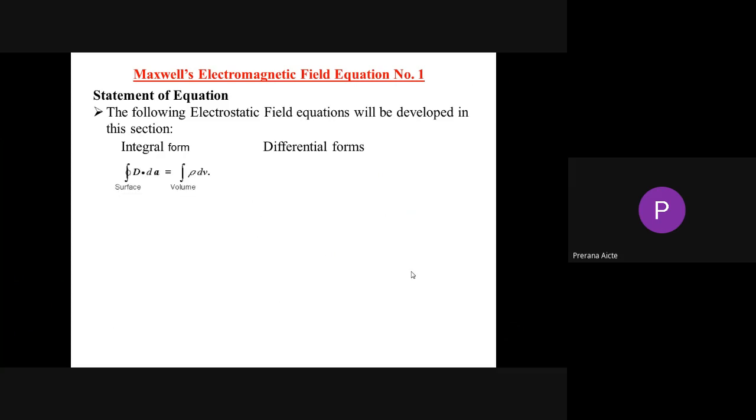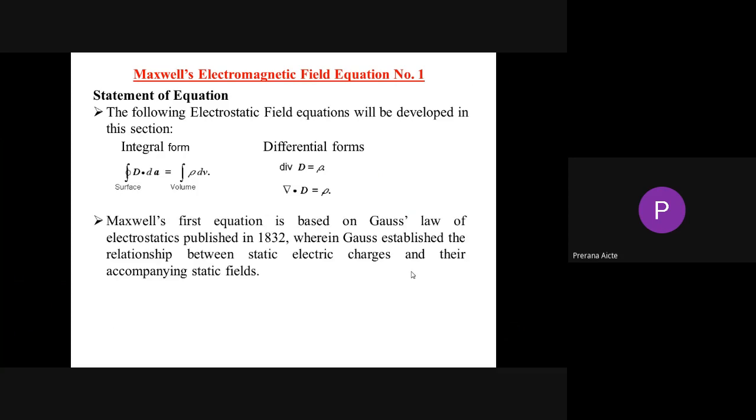Okay. The first Maxwell equation is integral of D dot dA is equal to integral of rho dV. So integral of D dot dA is the surface integral, that is two integrals, double integrals, whereas the volume integral is the triple integral. And in differential form, divergence of D is equal to rho. This equation can be derived based on the Gauss law. So what is Gauss law?